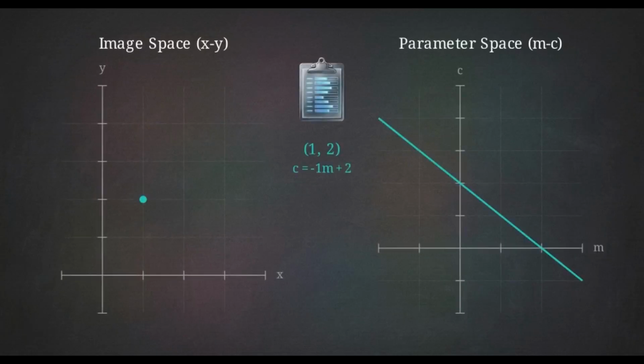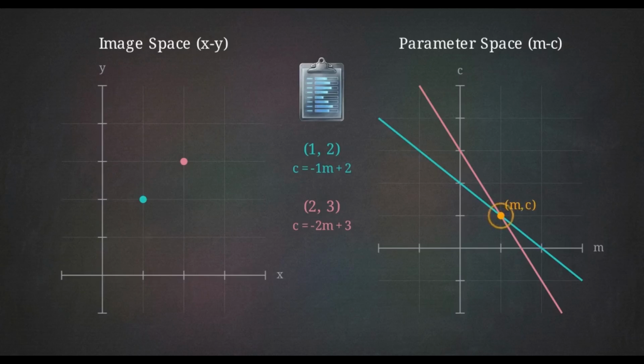Returning to the physical space on the left pane, we add our second experimental data point, the coordinate 2, 3. Executing the mathematical substitution for this second point generates the equation c equals negative 2m plus 3. We map this second function into parameter space alongside the first. Notice the precise location where these two parameter lines cross, highlighted here and tagged as m, c.